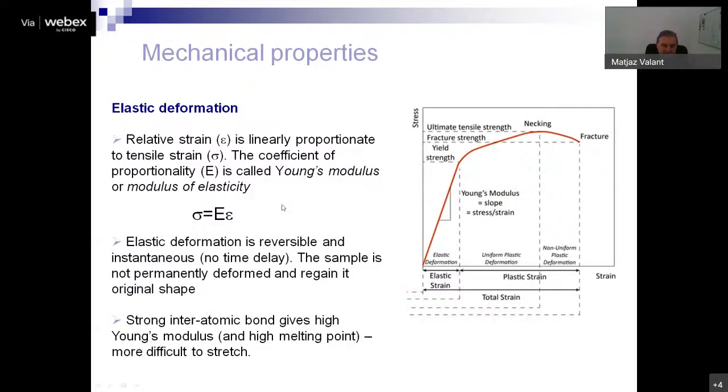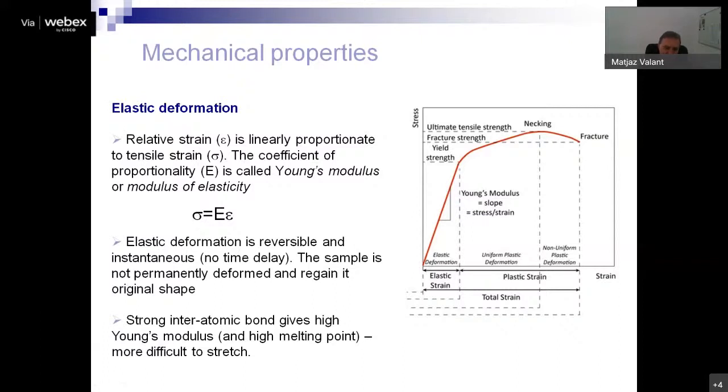So we already said that elastic deformation is linearly proportional to tensile strain. And it's very important that it is reversible and instantaneous. So there's no time delay. When we apply stress, it happens immediately. The coefficient of proportionality is called Young's modulus. And actually this is just the slope of this particular relationship.